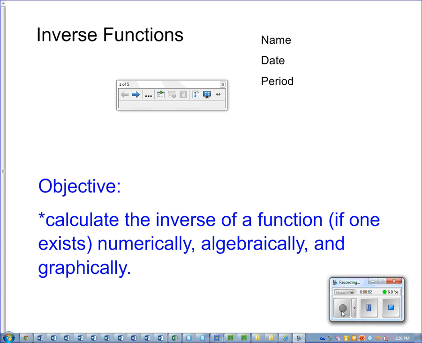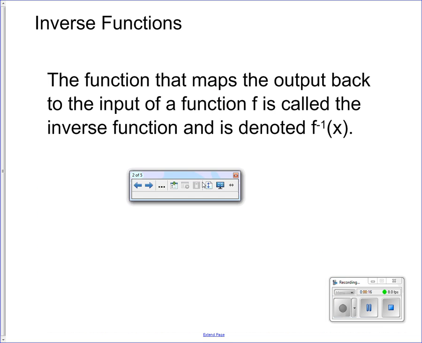The title of this note is Inverse Functions. And the objective for this note is to be able to calculate the inverse of a function 3 ways: numerically, algebraically, and graphically. So first of all, what is an inverse function?